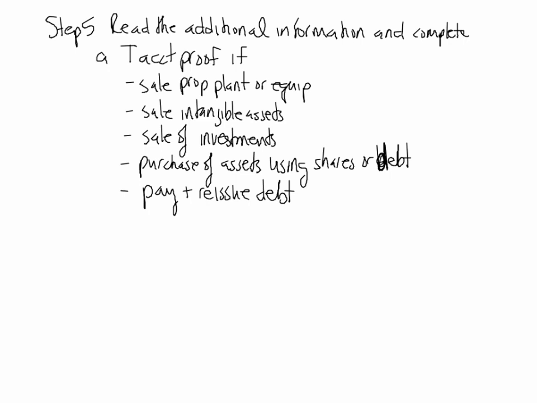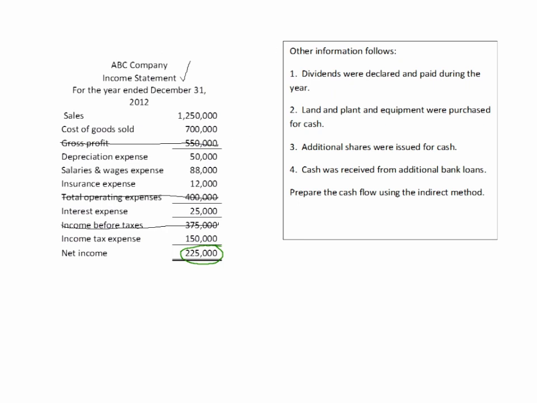So let's go to the additional information. So here's the additional information right here. Dividends were declared and paid during the year. We already know that. Land and plant and equipment were purchased. So purchased but no sale. Additional shares were issued for cash. So that's not an exchange for a capital asset like property, plant, and equipment. Cash was received from additional bank loans. Doesn't say that the bank loan was paid and then taken out again.